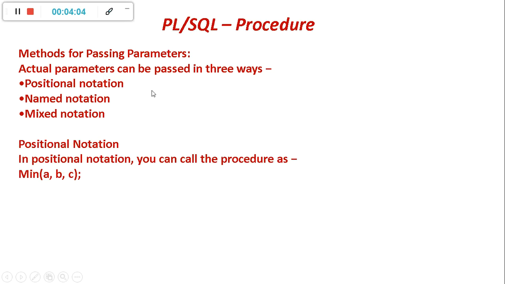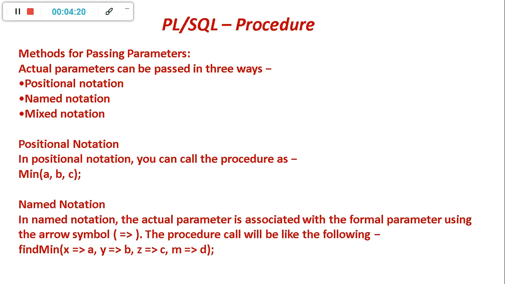Methods for passing the parameters. Actual parameters can be passed in three ways: positional notation, named notation, and mixed notation. In positional notation, you call the procedure with the name of the procedure followed by the parameters, and this is an example for positional calling. In named notation, the actual parameter is associated with the formal parameter using the arrow symbol. So this is an example for that.